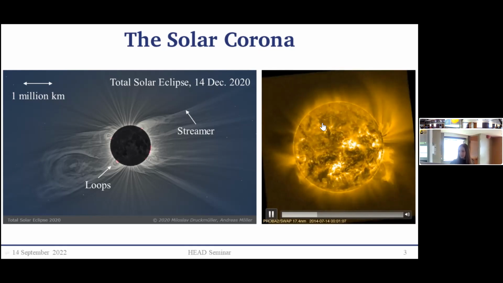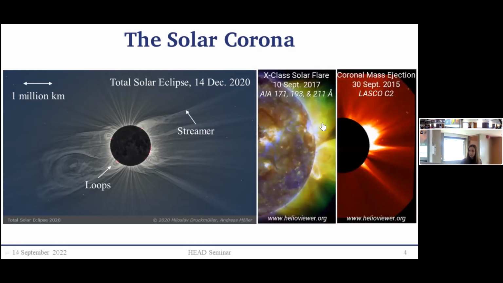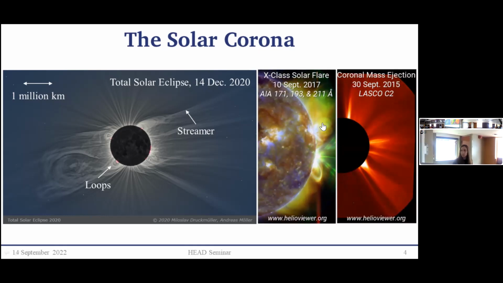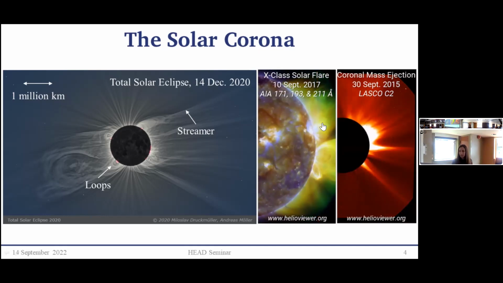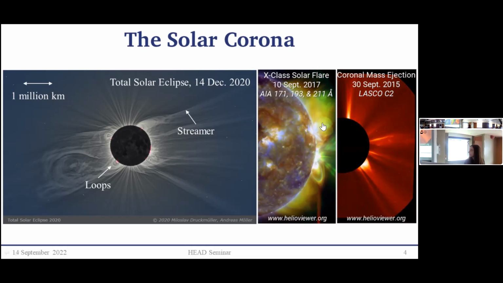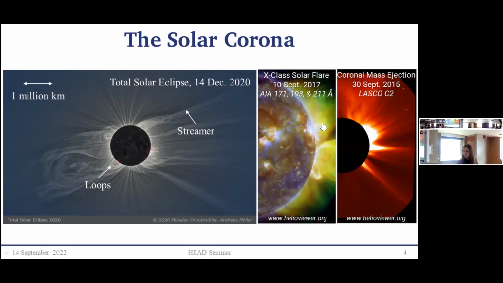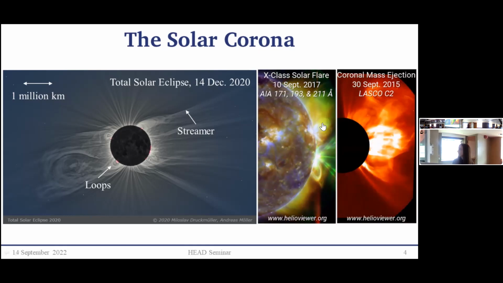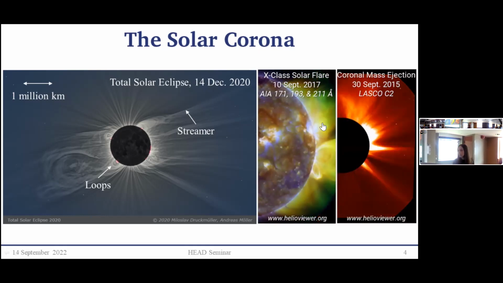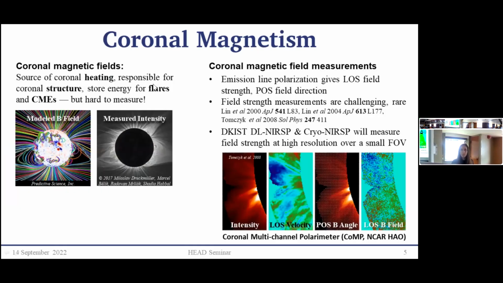In fact, the magnetic field also stores the energy that is released in solar flares and coronal mass ejections. These phenomena happen when the magnetic field gets twisted into a configuration that's unsustainable and then reconnects. So magnetic reconnection happens and it reconfigures into a lower energy configuration, releasing the magnetic energy either as light in a flare and/or propelling plasma and magnetic field from the sun in a coronal mass ejection.